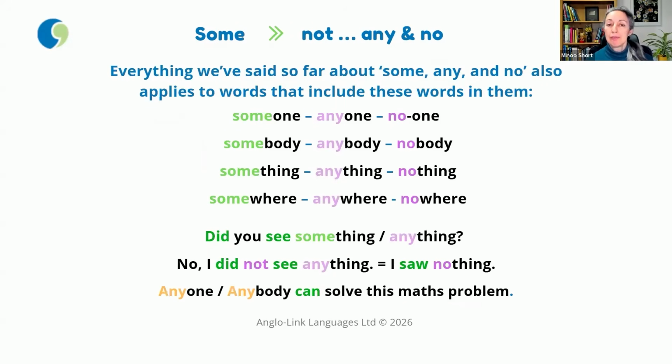Next point is that everything we have said so far about some, any, and no also applies to words that include these words in them. For example, someone, somebody, something, somewhere, anyone, anybody, anything, anywhere, or no one, nobody, nothing, nowhere. For example, did you see something or anything? In the question, we can use some or any. No, I didn't see anything, negative verb, or I saw nothing, negative word. Or the other meaning of any, anyone or anybody can solve this maths problem.